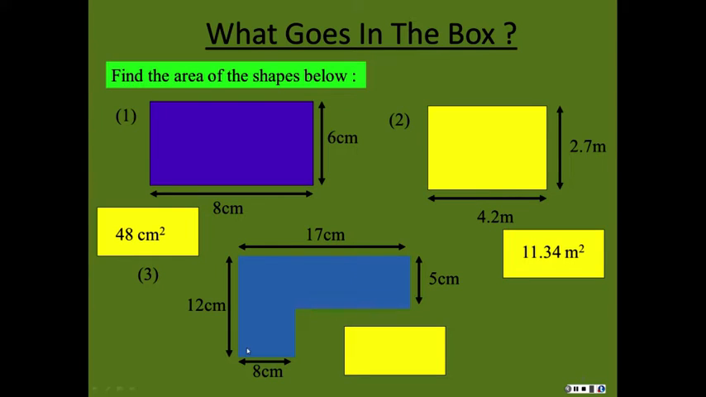Yeah, 11.34, okay. And then what did you get for number 3 when you split it up into 2 rectangles and figured out what the area was? Because the first one's easy. It's 12 times 8 is 96. But then you have to take 17 minus 8, which gives you 9, and 9 times 5 is 45. So what is 96 and 45? 141 cubic centimeters. That's right, Nancy.